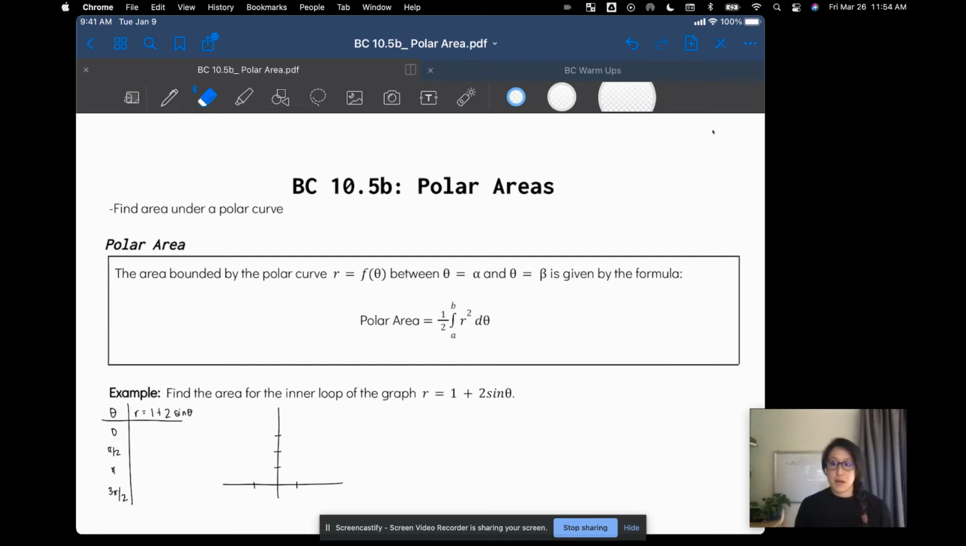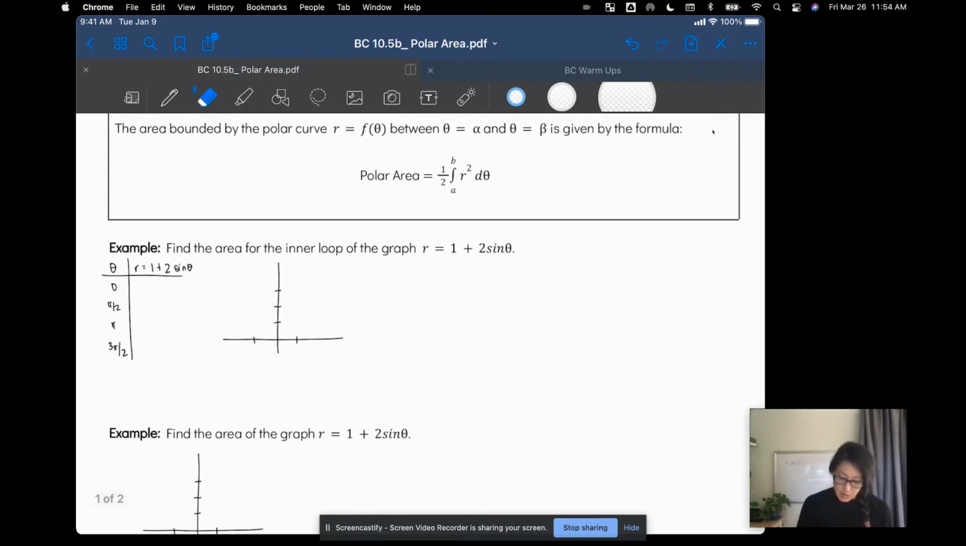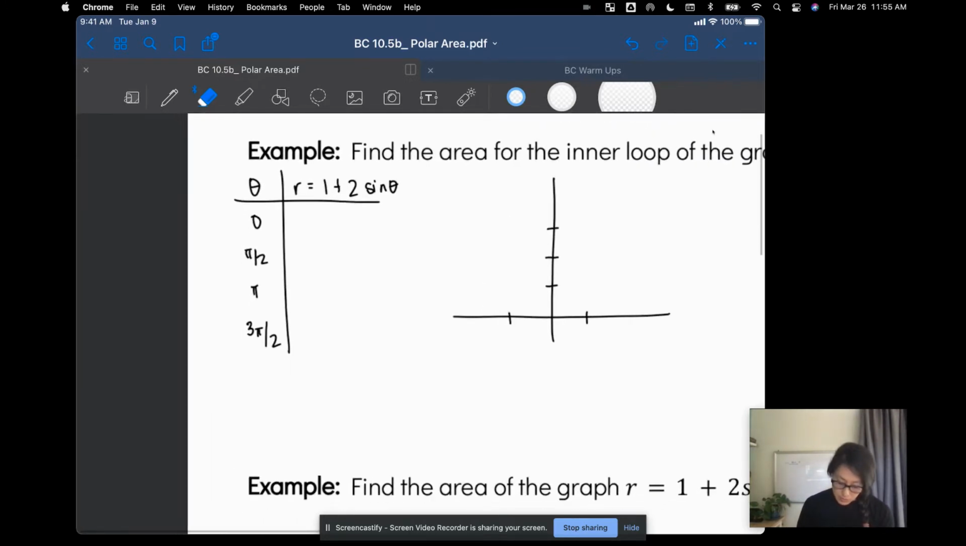Today is polar areas, but a little bit more complicated. All right, so we are going to use the same equation for our polar area, 1/2 of the integral from a to b of r squared d theta. We're given the area of an inner loop limaçon, and the equation is r = 1 plus 2 sine theta. So I'm going to fill in my chart.